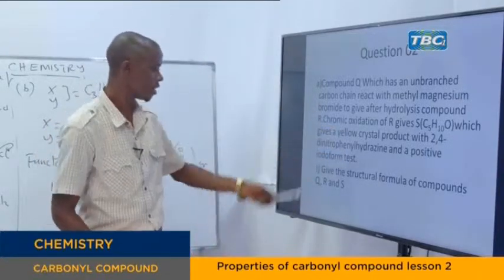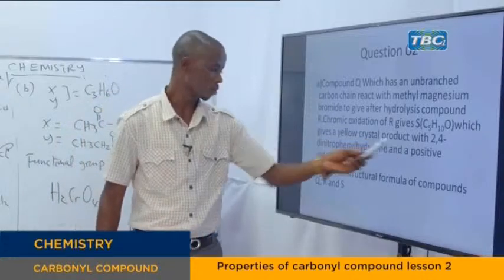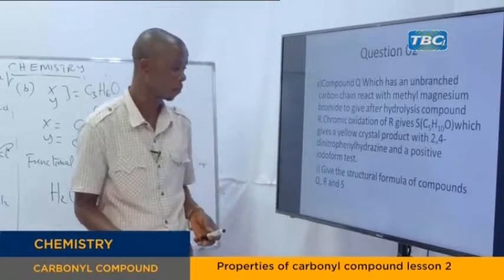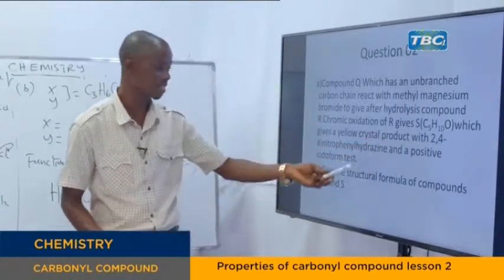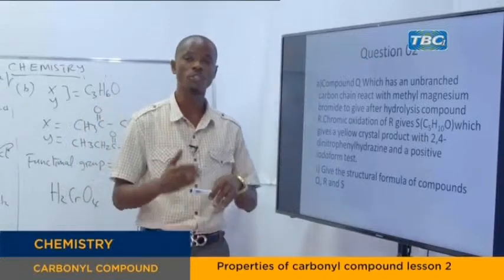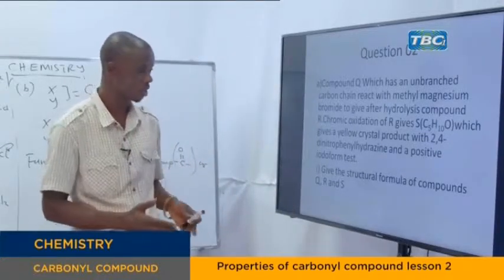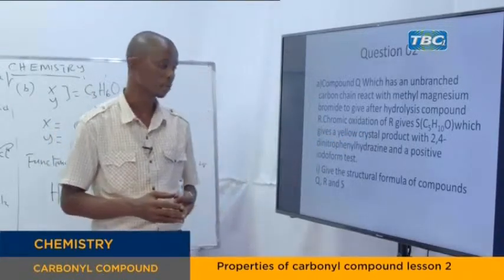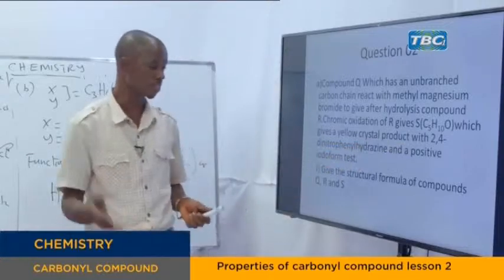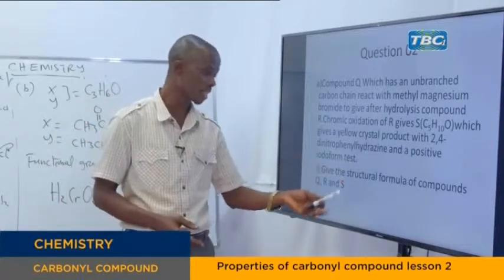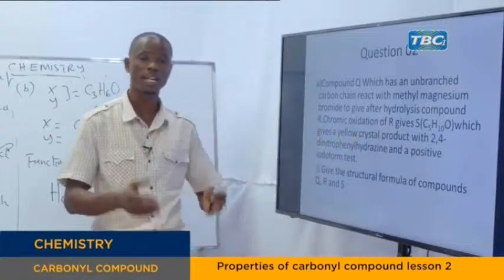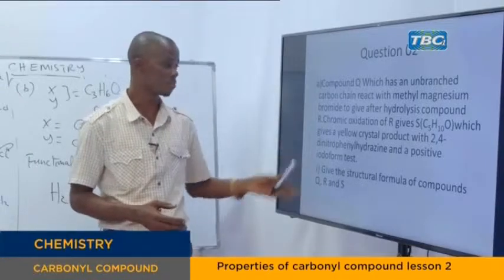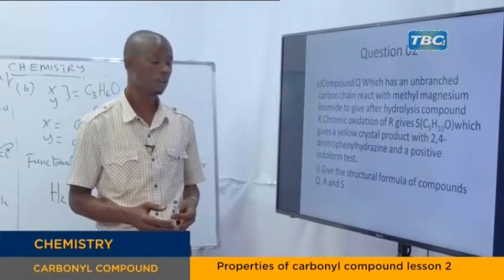But this R gives a yellow crystal with this compound. We have seen the chemical distinguishing test between carbonyl compounds and other organic compounds. So this 2,4-dinitrophenylhydrazine is a test for the presence of a carbonyl group. So this R, as I said, is a carbonyl compound. That's why it reacts with this one. Giving a positive iodoform test means this carbonyl compound has a terminal methyl group. So you can do it by yourself. This is a very simple one. So from there we can proceed with the other part of the question.